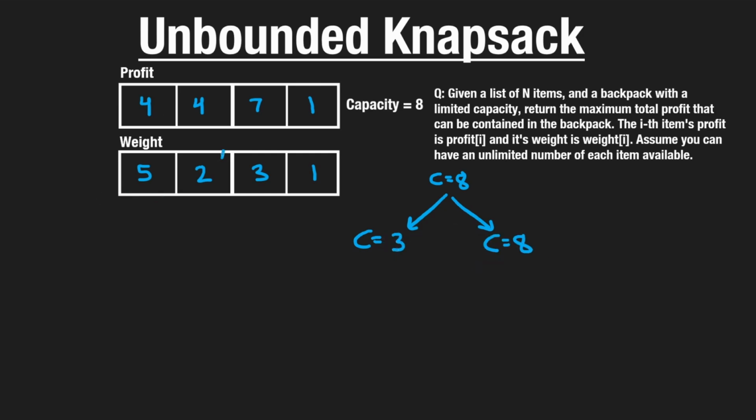But over here, when we choose the second item, our capacity decreases by 2 because that's the weight of the item. So when we choose that item, we have a capacity of 6 left. If we don't include it, we'll have a capacity of 8 left.